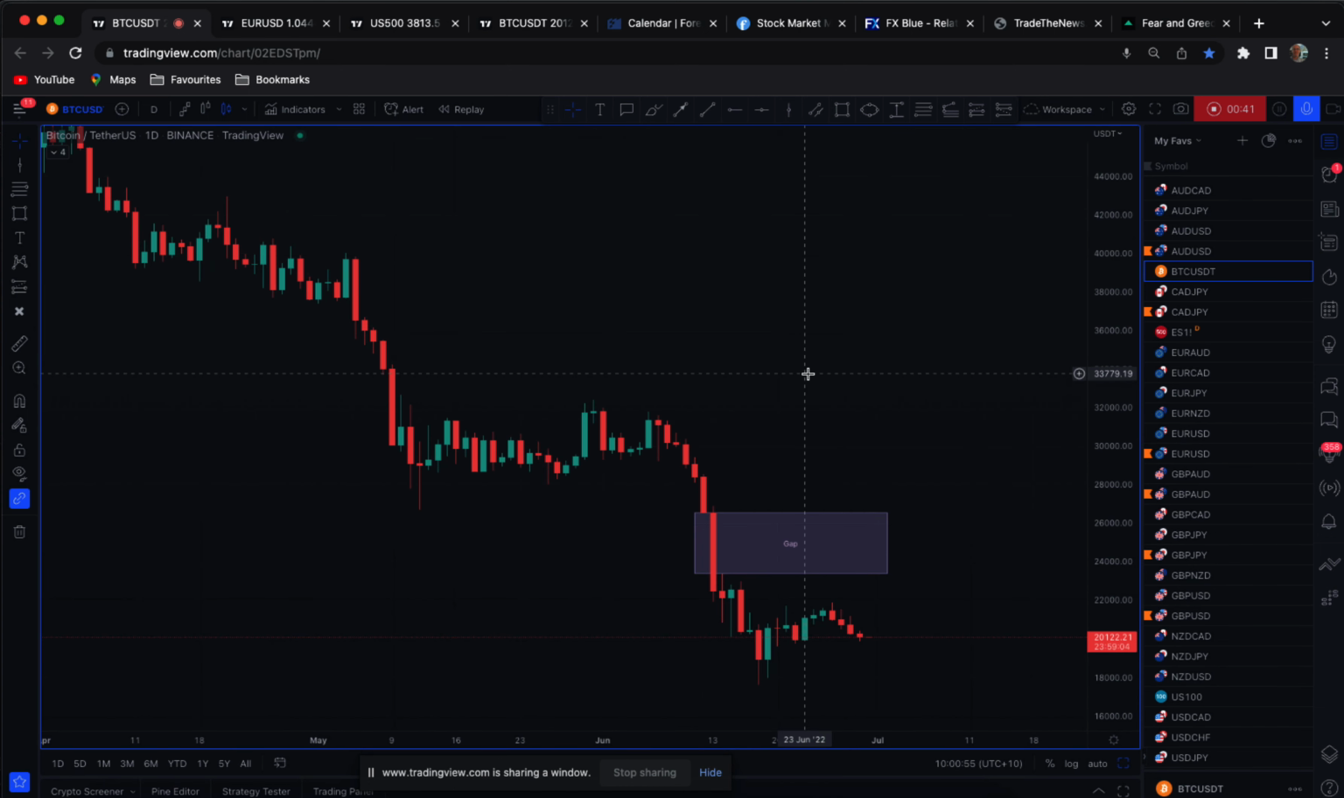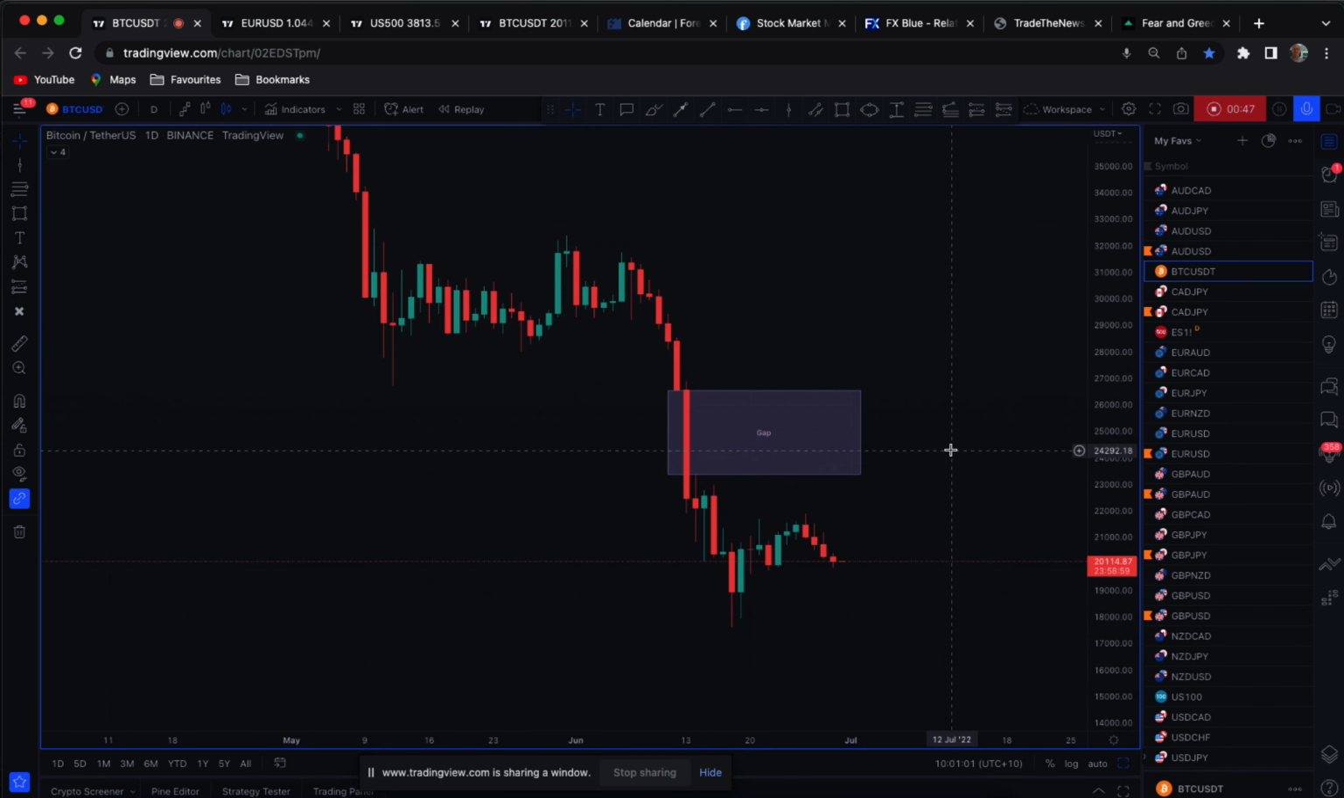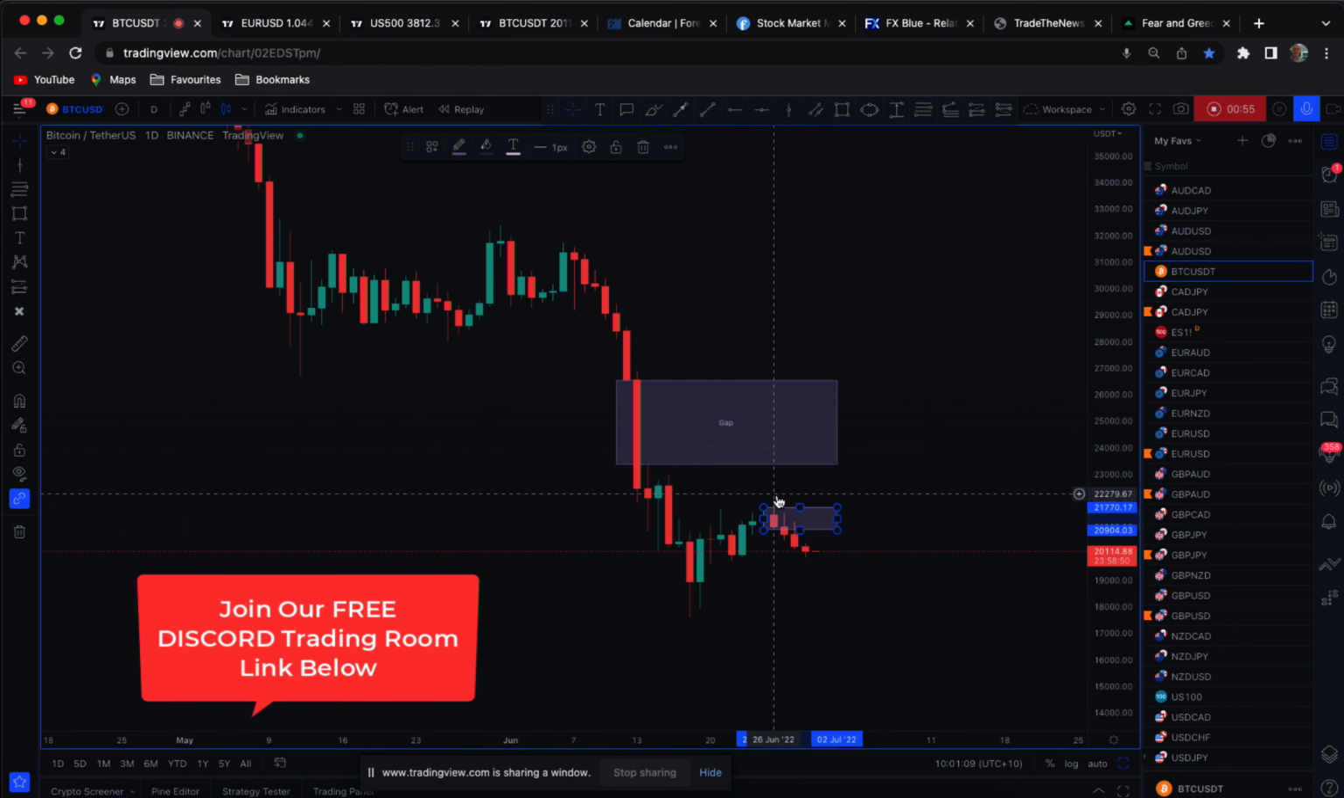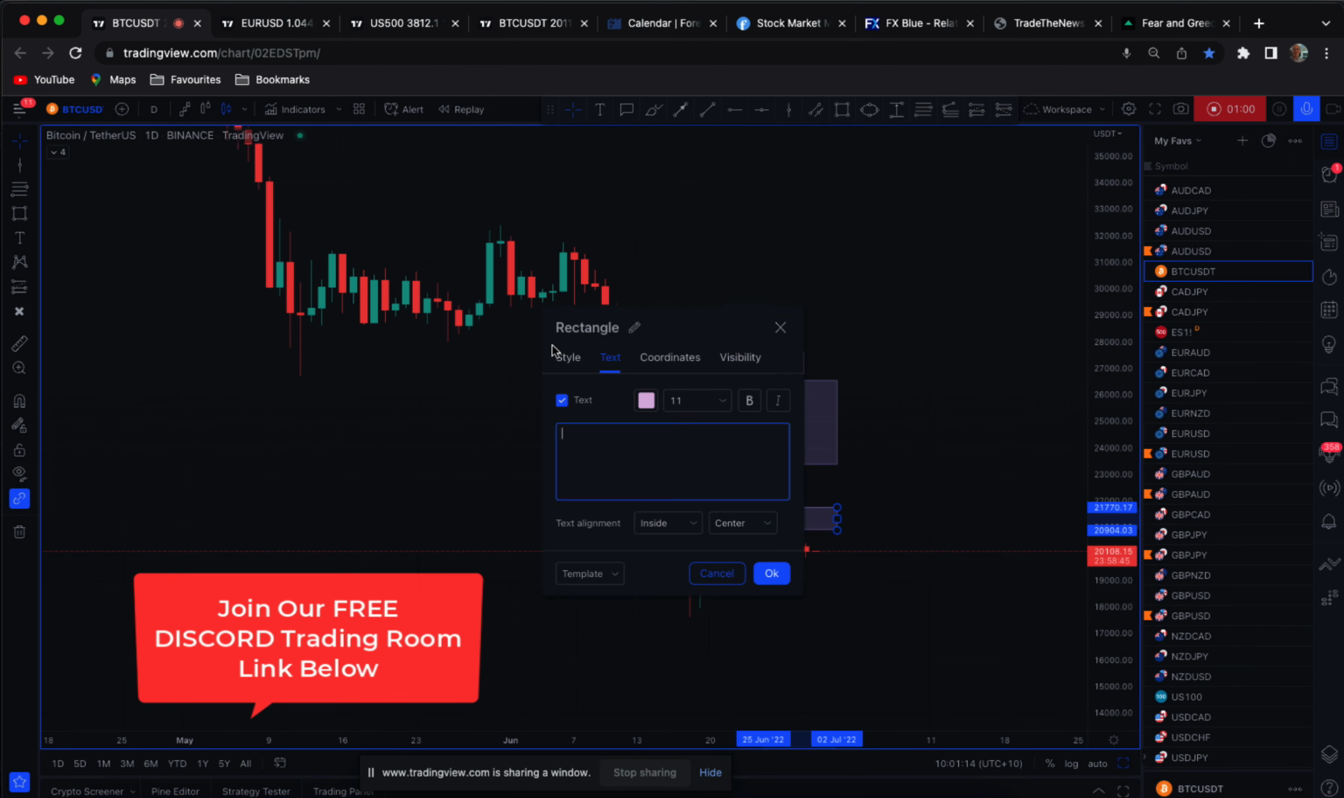And the other thing I'm looking for, that's on the daily, is to see where the market moved, like this distribution level up here. I'm always going to mark these up as a point of interest. Generally, the market will look to tap back into these levels. Let's just mark that up.